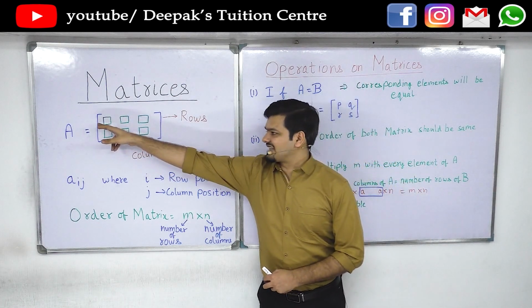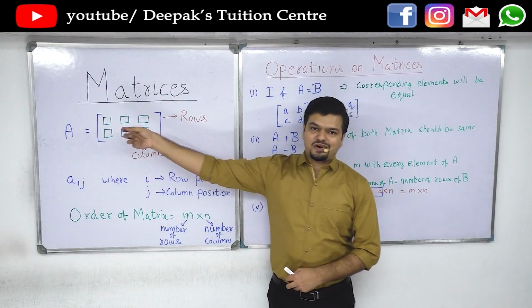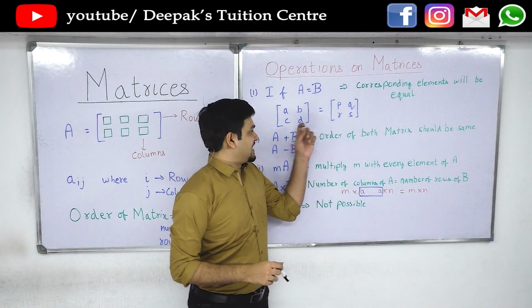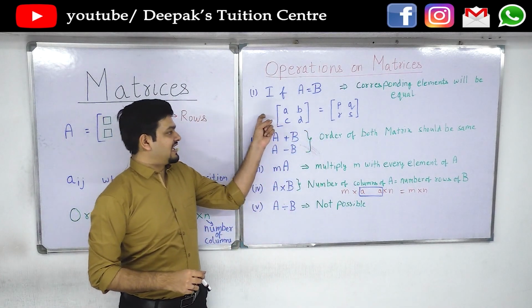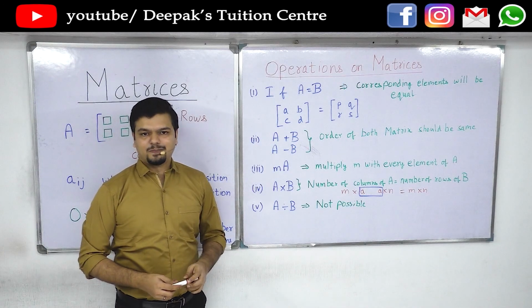So in this matrix, I can see there are 2 rows and there are 3 columns. So therefore, 2 cross 3 will be the order of this matrix. If you see this matrix, the order of this matrix will be 2 rows and 2 columns. That is 2 cross 2.